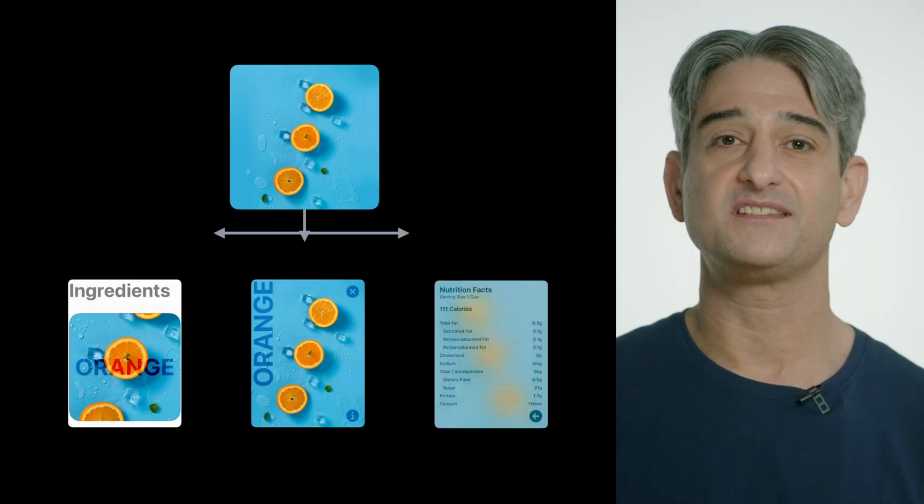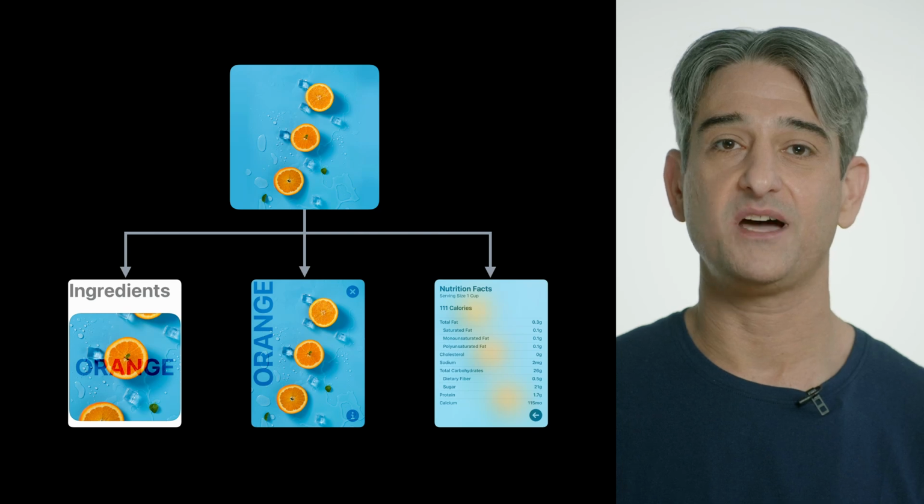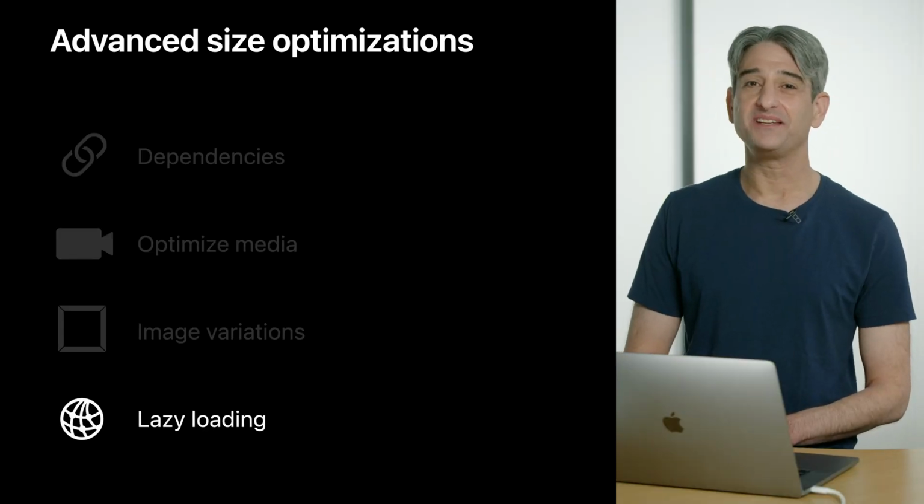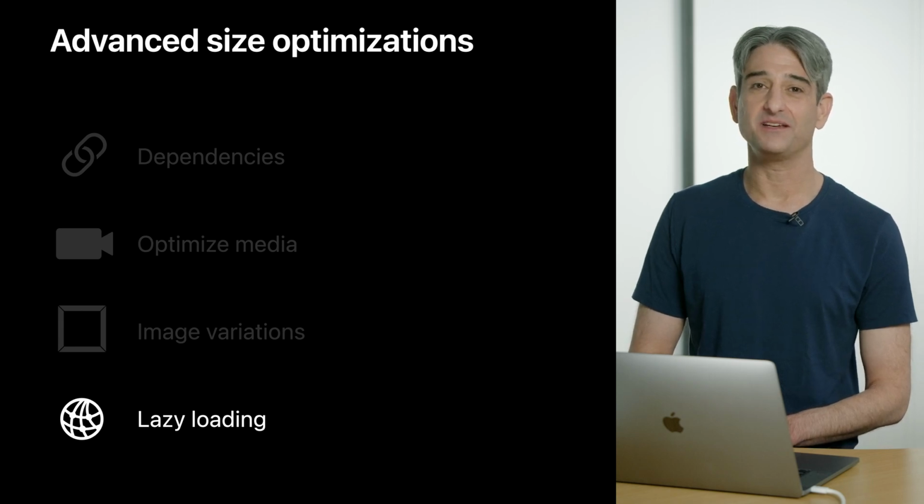The result is significant space savings achieved by constructing the variations at runtime. Finally, if you've completed all the other steps and still have assets that put your clip over the size limit, consider lazily loading those assets from a content delivery network.